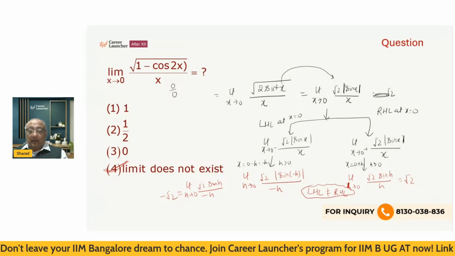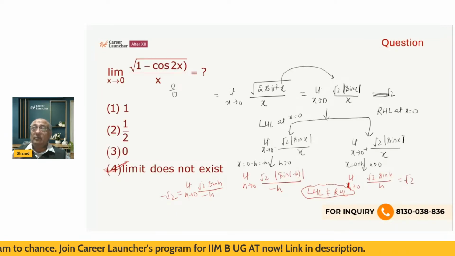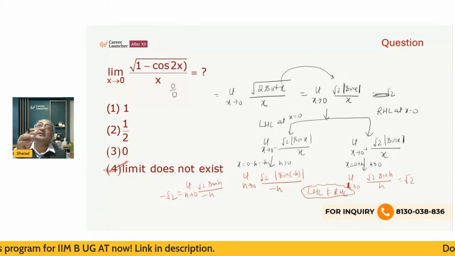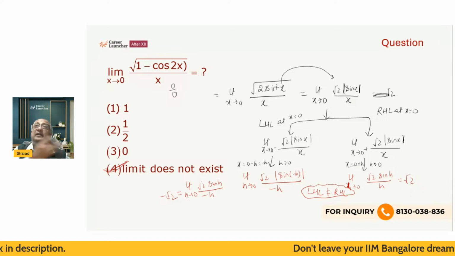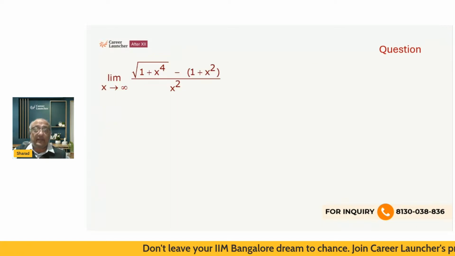This is a kind of a trap in which you get caught. There could be a root 2 written in an answer. There could be some arbitrary answers which are written, which is here in front of you, and one of the options is limit does not exist. So please be careful of that.